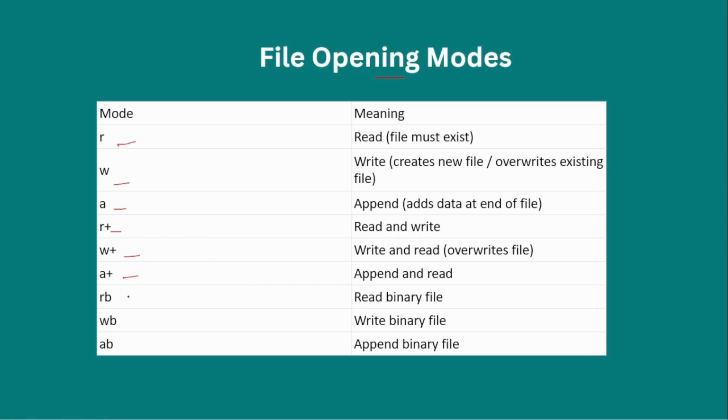Then for binary files we have RB, WB, AB. RB is read binary file, WB is write binary file, AB is append binary file.